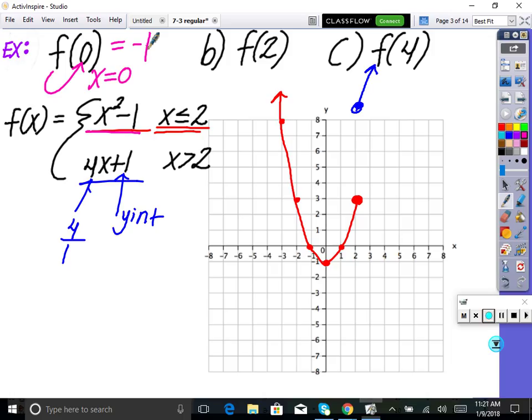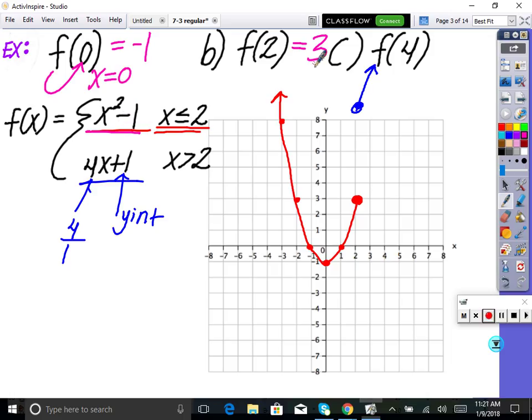Okay, let's do this one. What's my function when I plug in 2? We could look at the graph, look over 2, what's the function at? 3. Or we could just use the equation. So look, where should I plug it in? Is it equal to 2? So I'd be plugging it in here. 2 squared is 4. 4 minus 1 is 3.